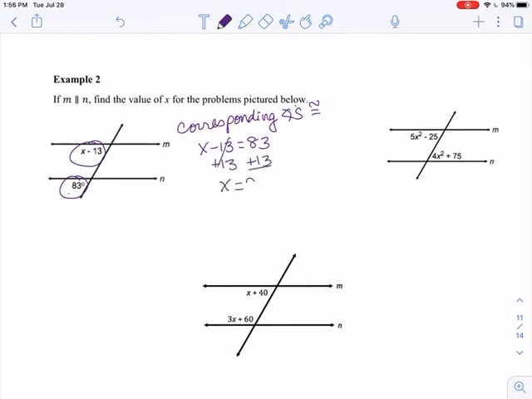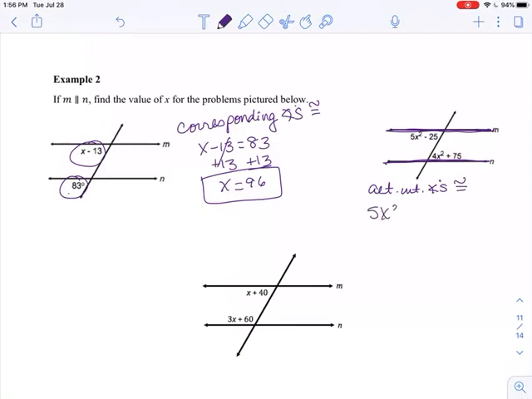Okay, so I add 13, and then I get 96. Done. The one to the right, again, look at the picture, decide what kind of angles they are. All right, they're both interior angles. They're between the parallel lines, and they're on opposite sides. So alternate interior angles are congruent to each other.